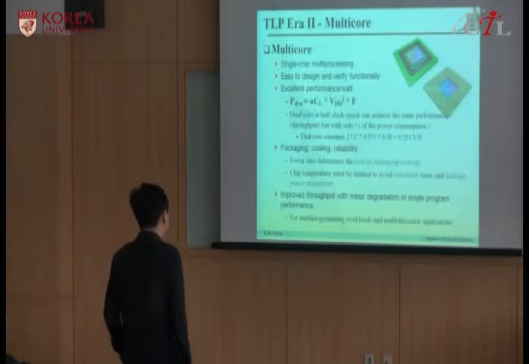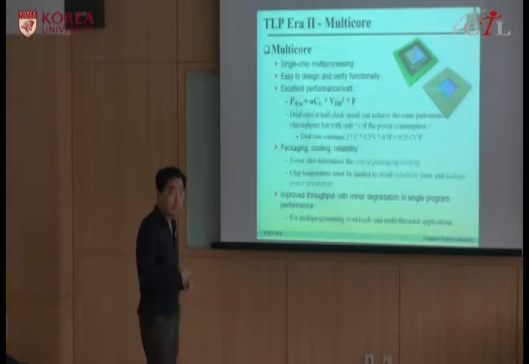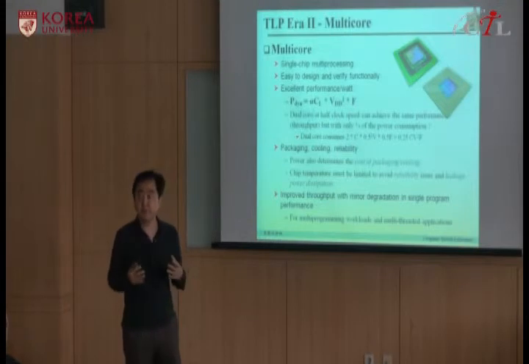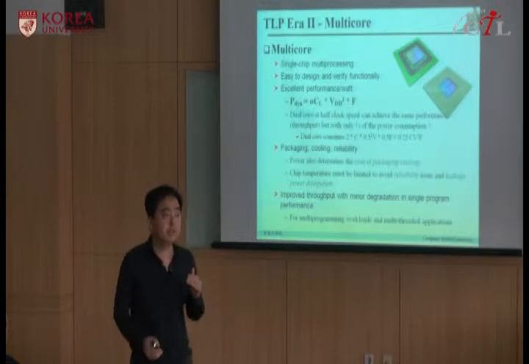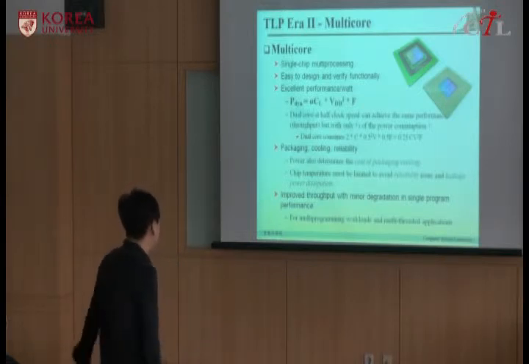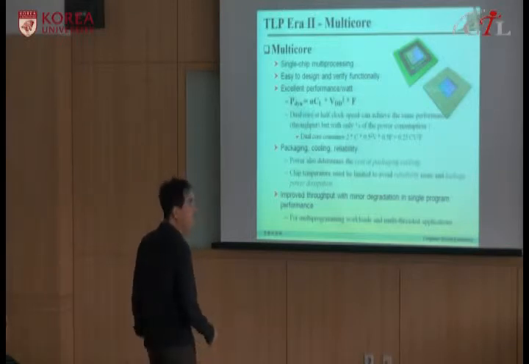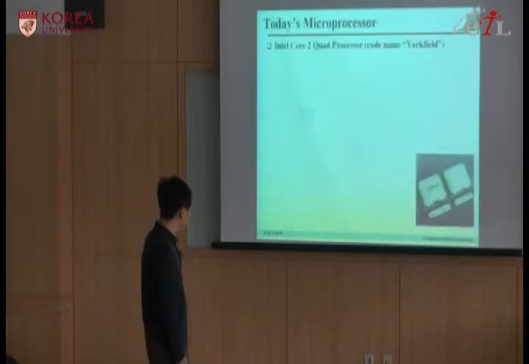Okay. So overall, you can substantially improve throughput with minor degradation in single program performance, because you need to share caches and memory, and there are resource conflicts. So maybe you need to sacrifice single program performance a little bit, but overall you improve throughput substantially, and you can reduce the power consumption also. Okay, and this is good for multi-programming workloads and multi-threaded applications, and you can enjoy the benefit of multi-core.